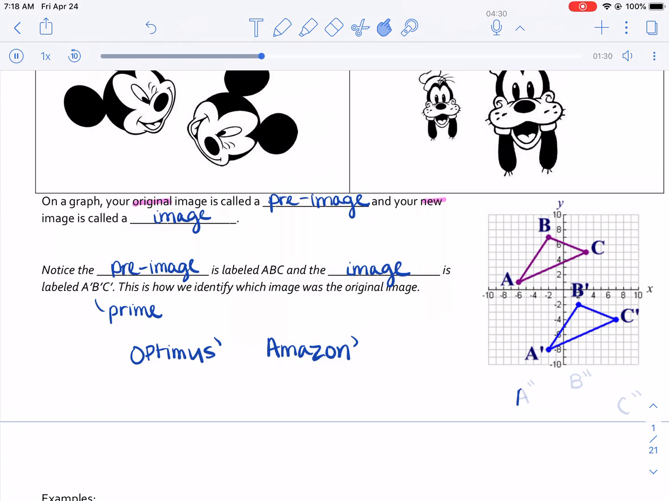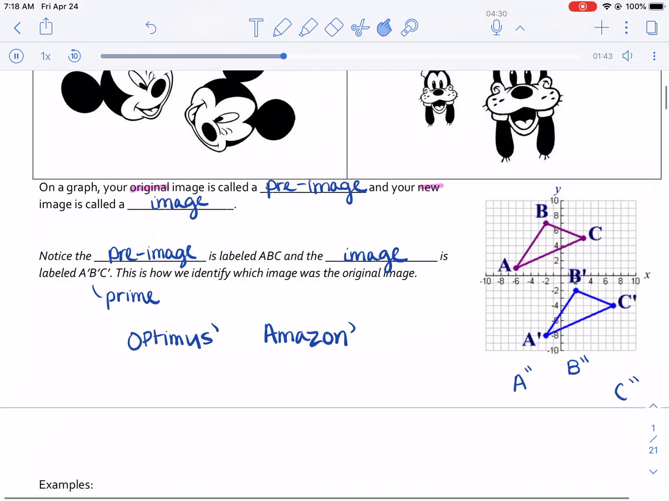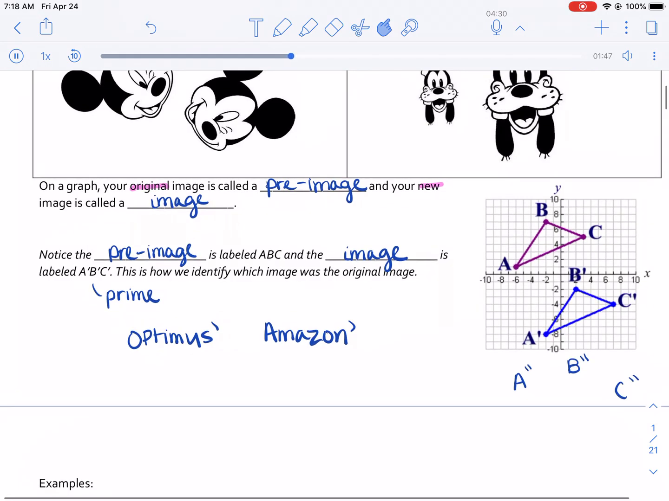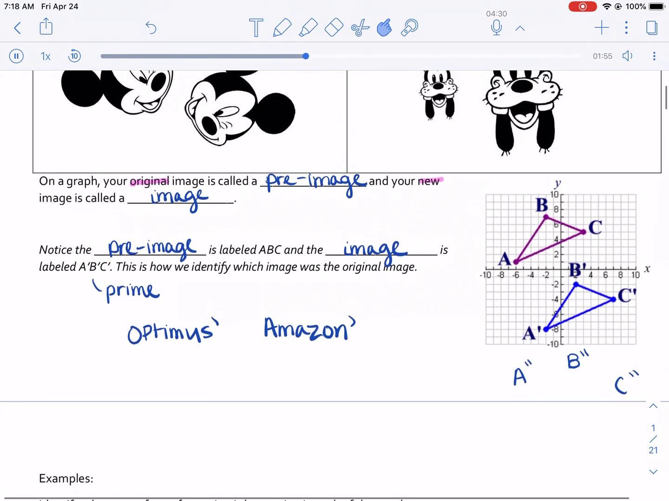If we were to move it again, then we could put two apostrophes, and I call that double prime. A double prime, B double prime, C double prime. Before you do any of the future problems where you have to talk about how much something was moved, you're going to want to identify which was your pre-image and which was your image. So we have some examples.